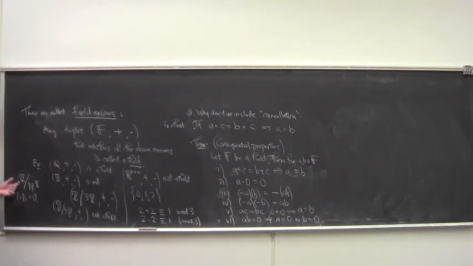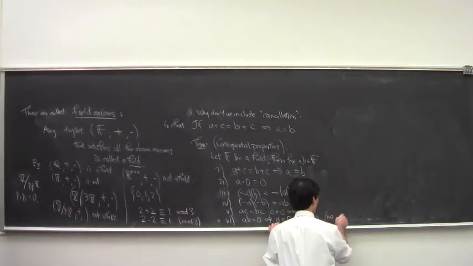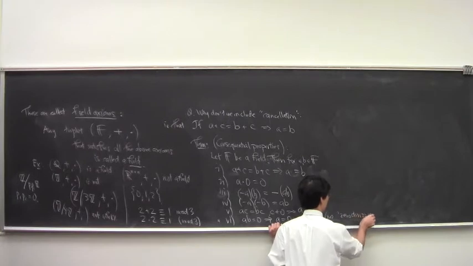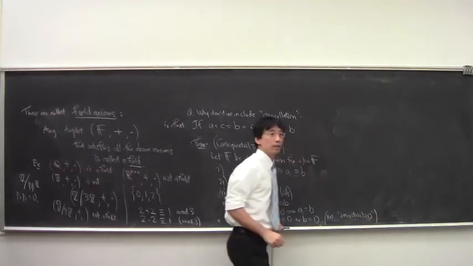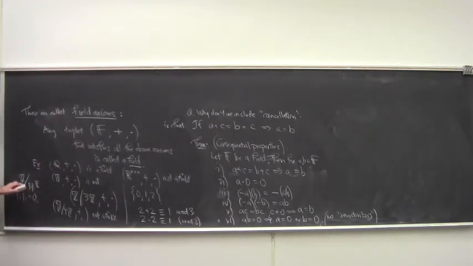If it were a field, there'd be no way to get 0 except by having one of these factors being 0. So in a field, what we say is that there are no zero divisors. But in Z mod n, where n is some composite, there actually are zero divisors, so it's not a field.